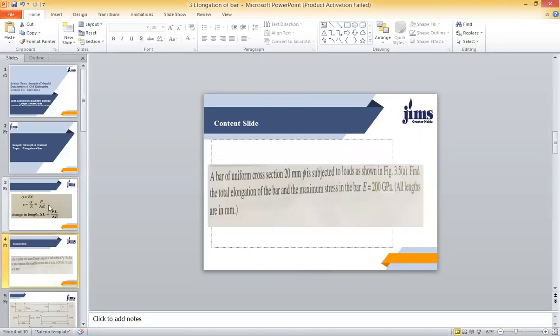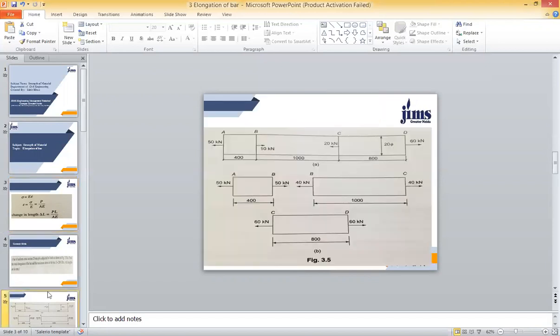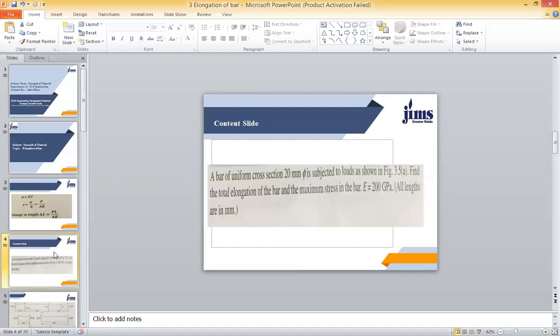Now, we'll take an example on this. If I apply any force P on any bar, then the change in length is PL by AE. Now, I have a bar of uniform cross section, 20 diameter, subjected to a load. Find the total elongation of the bar. The modulus of elasticity is 200 gigapascal. All lengths are given in mm.